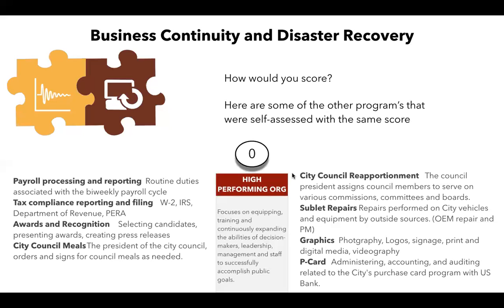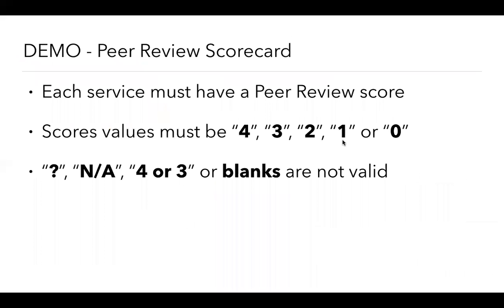So looking at it more as a whole, once you've gone through and assigned your peer review scores, then looking to make sure it makes sense as a group of scores going forward. Just so you know, when we get into the template, every single service must have a peer review score. Those scores must be a value of 0 to 4, no text entries, no symbols. We are going to need those scores of 0 to 4.